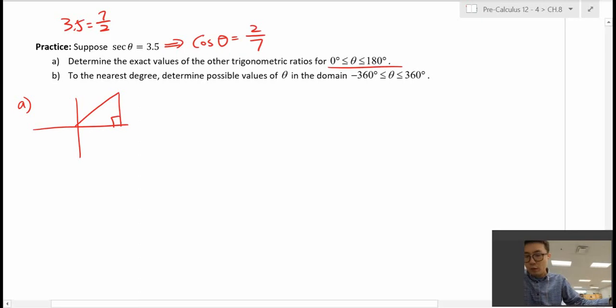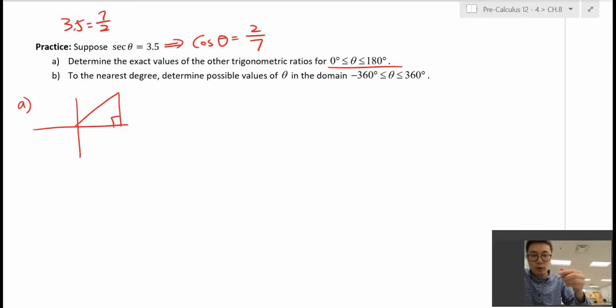All right, so for this one, secant theta is 3.5. First of all, I'm going to change 3.5 to a fraction, which is 7 over 2. And that means cosine theta would equal 2 over 7. Part A says we're looking for the exact values of the other trig ratios for theta between 0 and 180. Now, cosine is positive in quadrants 1 and 4.